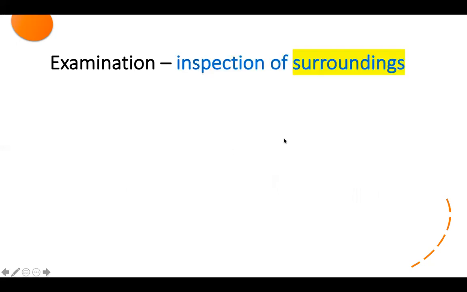Once you've done that, you want to begin inspection. So you're going to, first of all, inspect the surroundings, and then you're going to inspect the patient. In terms of the surroundings, if you're doing a gastro examination, what kind of things would you be looking out for?